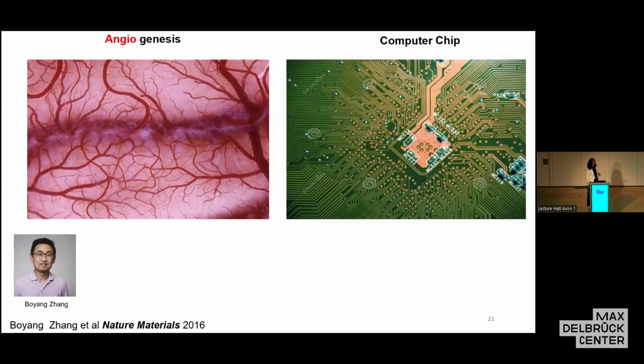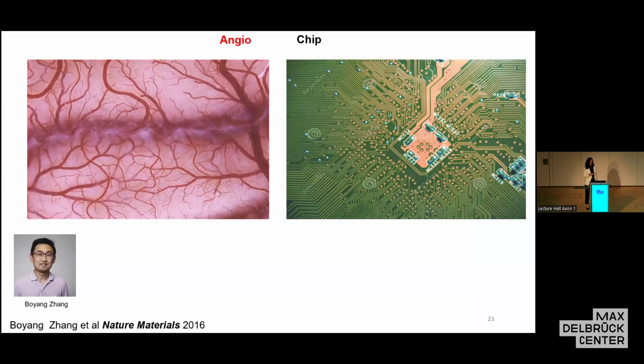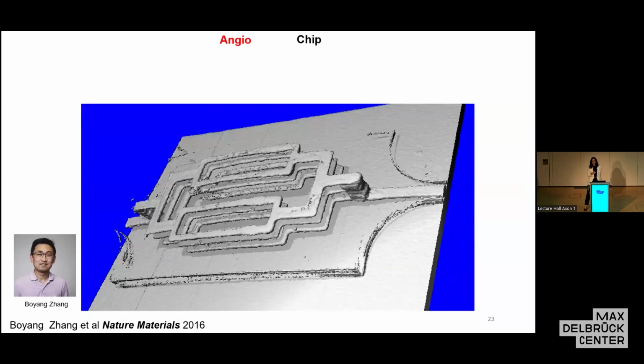So Boyang Zhang, who used to be a PhD student and a postdoc in my lab and is now a professor at McMaster University in Canada, said, well, if I take a look at a computer chip and angiogenesis, it's just a very complex network at a micrometer scale. Maybe I can go to the clean room and try to make something like an angiochip. And here is an actual micro CT of the angiochip, a microfluidic scaffold made out of the POMAC polymer, which I mentioned in my opening slide.